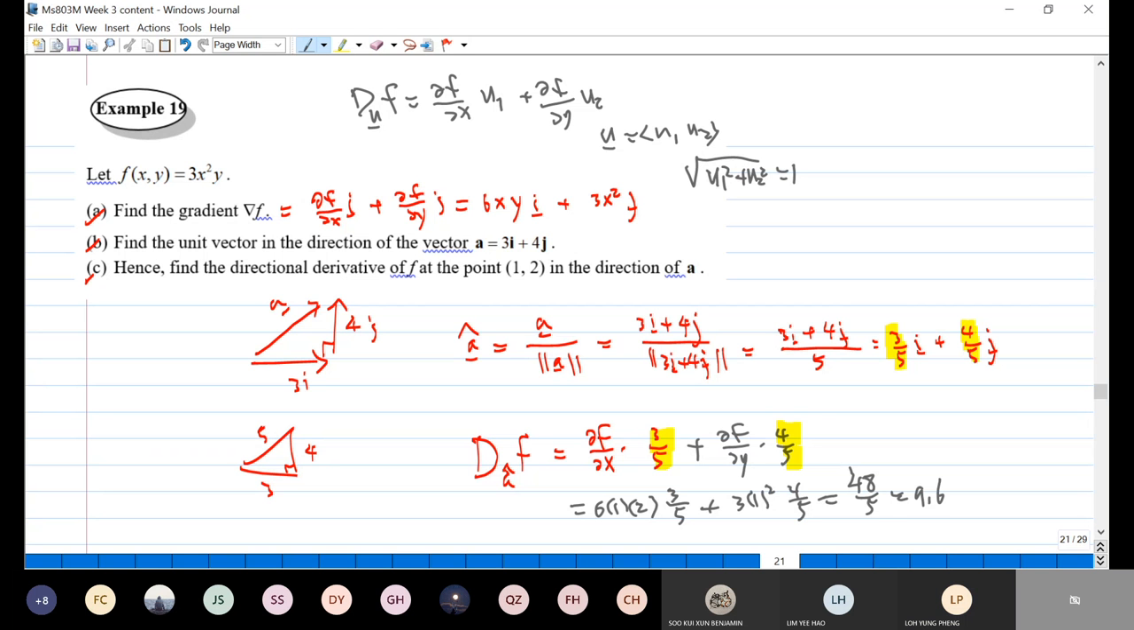That's why I purposely put a hat on top there, because I want a unit vector. Oh, okay. See, this is a unit vector. Otherwise, you cannot find the rate of change along that direction. That's why you need the hat, get the unit vector first, and then from the unit vector, you can put it in.